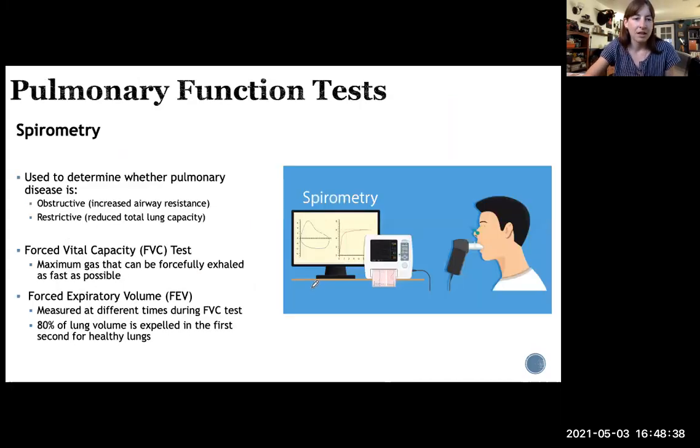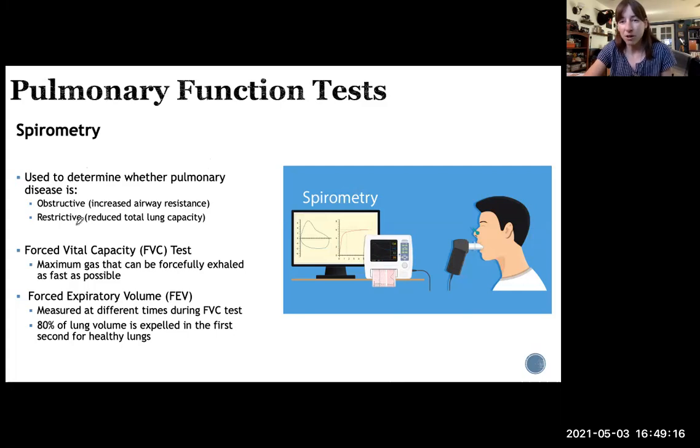Okay. So here's my little spirometry slide. Spirometry is what we use to determine whether pulmonary disease is obstructive or restrictive. So that's two different things. An obstructive pulmonary disease means that you have increased airway resistance. So an airway will be obstructed. They may be constricted and smaller. So you have the same amount of airways, but they are smaller and causing more resistance to bringing air in. That would be called an obstructive pulmonary disease.